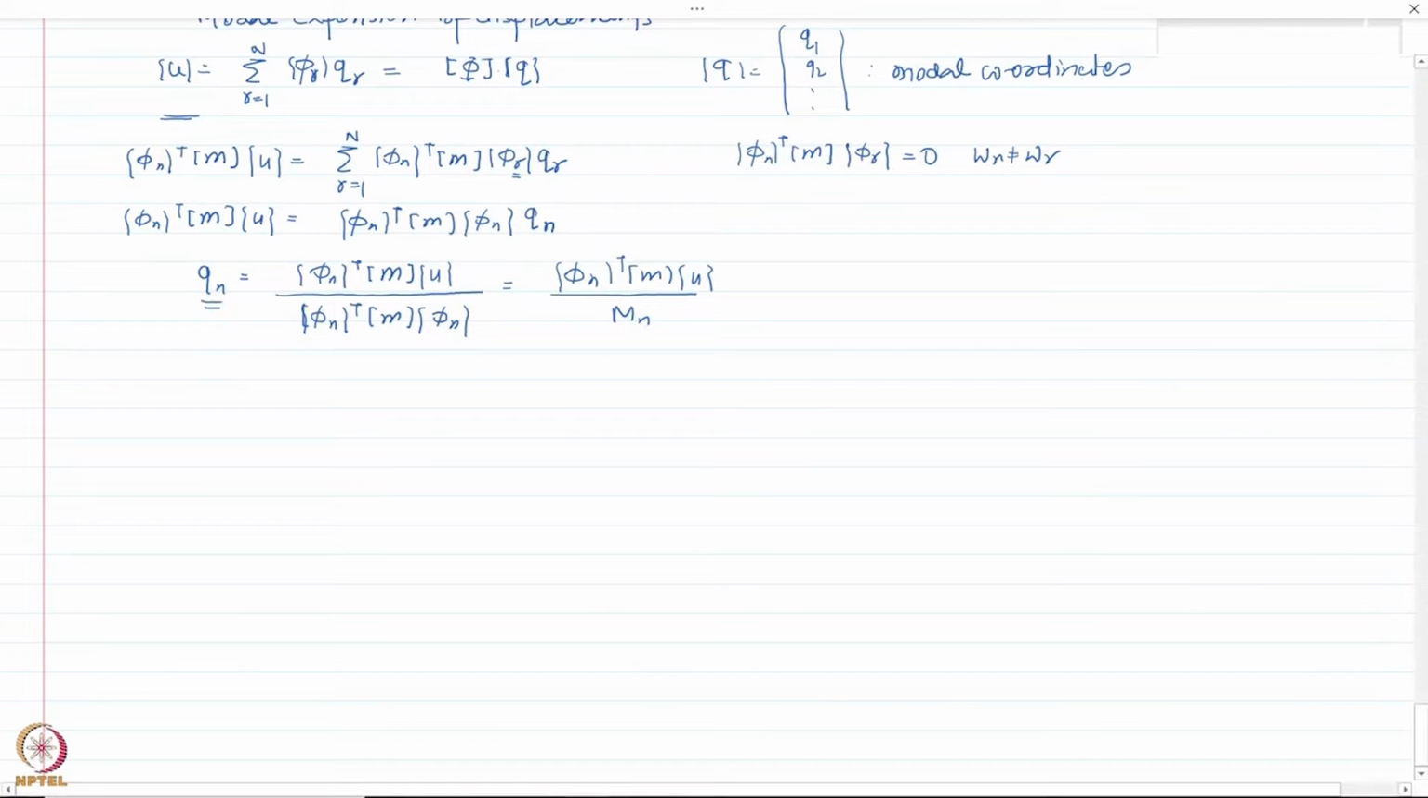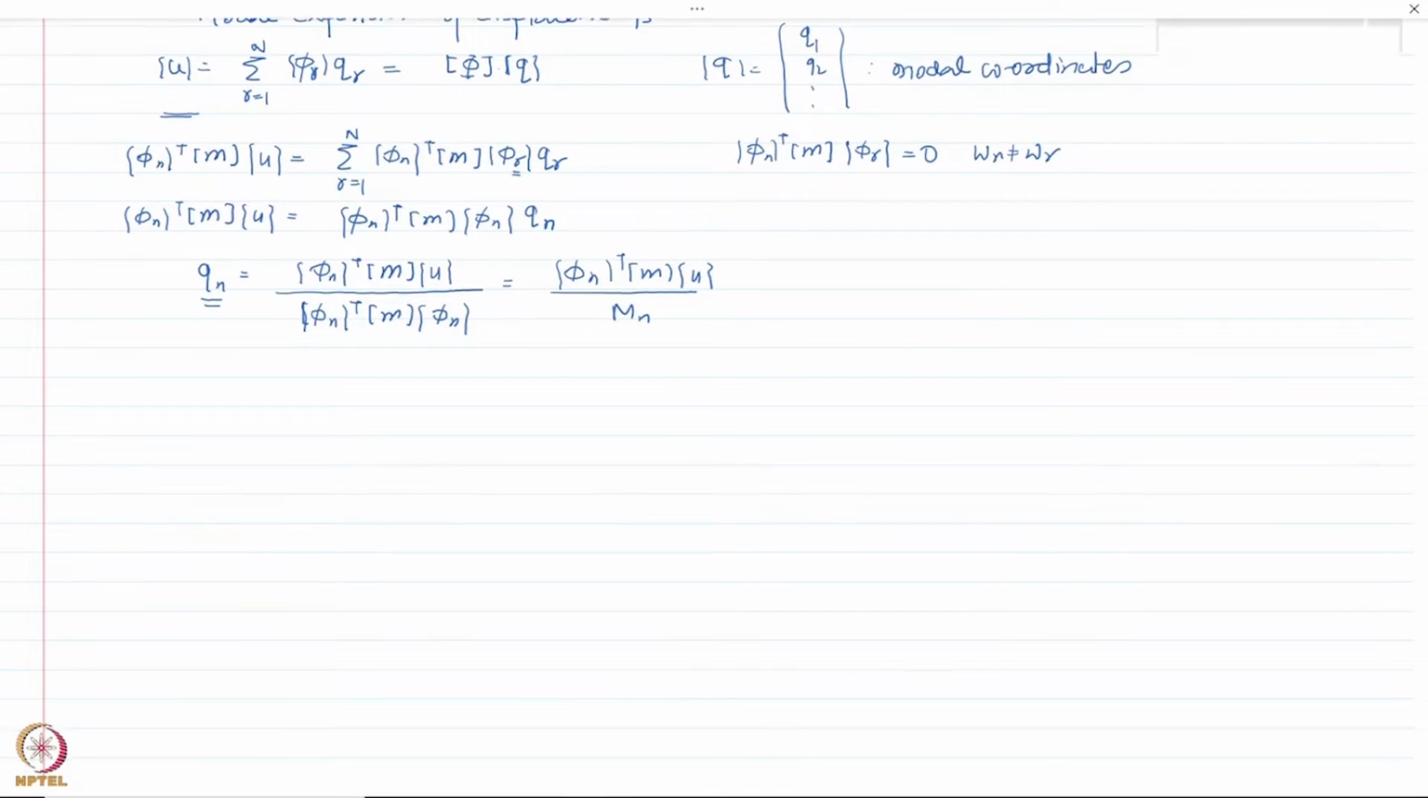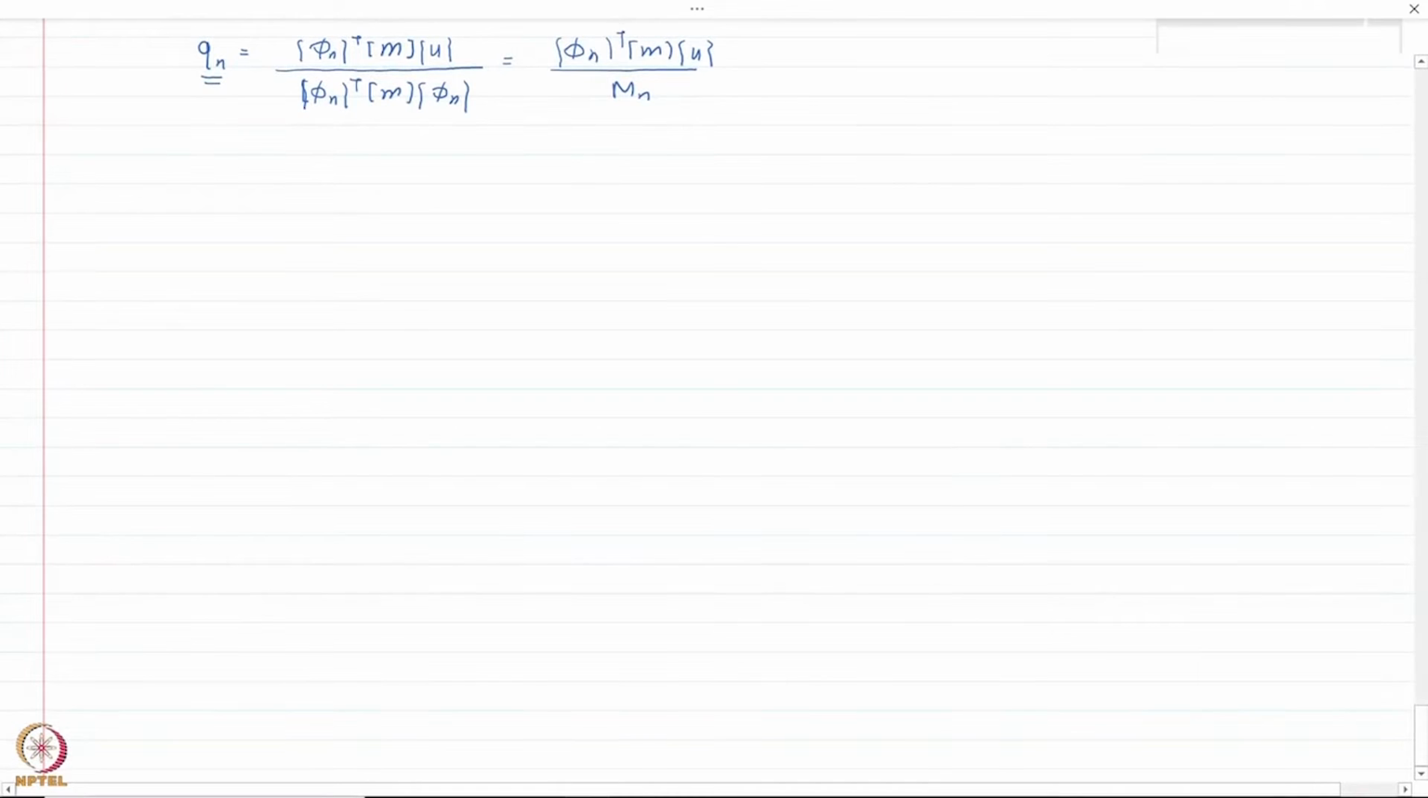So we have found qn now. We can do that for all the mode shapes and find these multiplicative factors for all the mode shapes. And once we know that, then we can combine modes using those factors. This would be more clear after we do one example. So let us take an example that we have been doing till now.